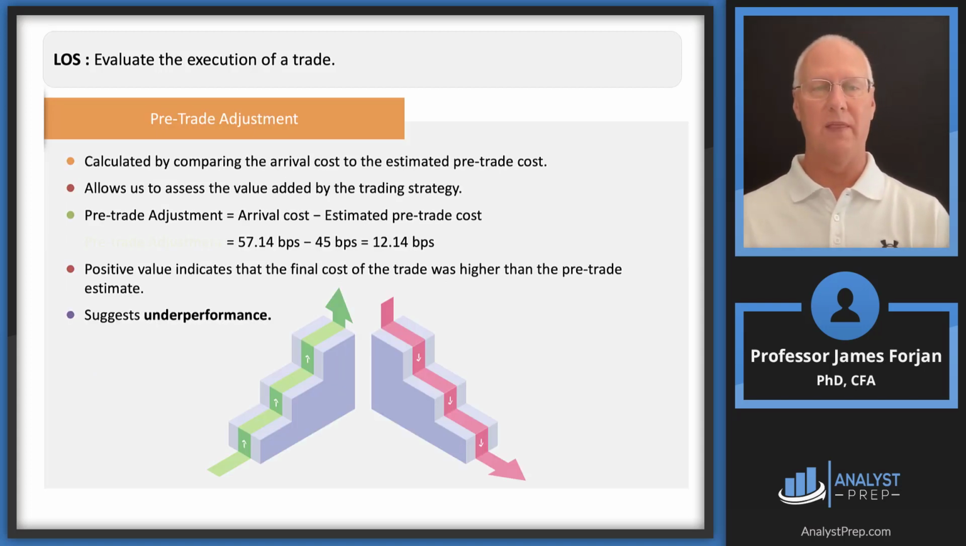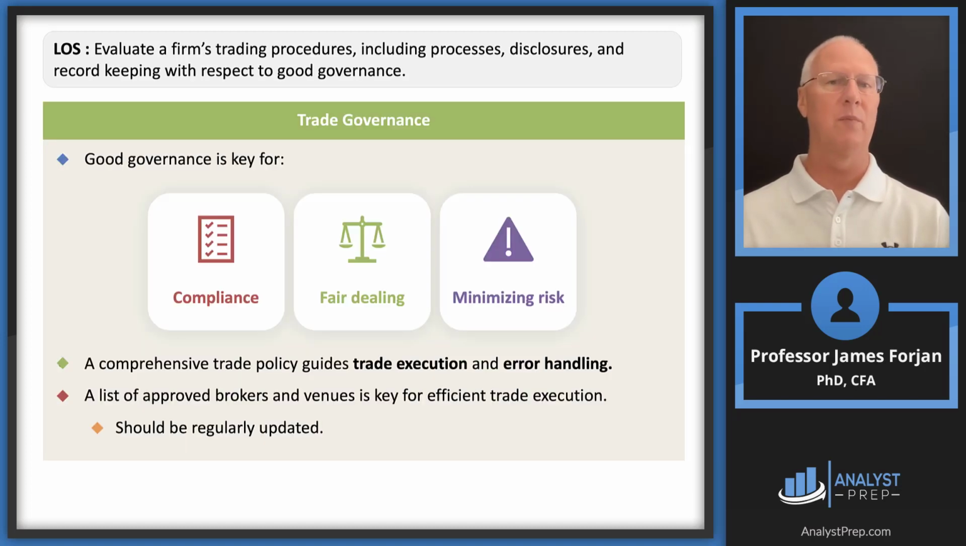How about this pre-trade adjustment? All we're going to do is compare the arrival cost to the estimated pre-trade cost. So we'll just use those results from our previous calculations. We'll take the 57.14 of the arrival cost minus those estimated pre-trade of 45 basis points. So there we got 12.18. That's positive, so that suggests underperformance.